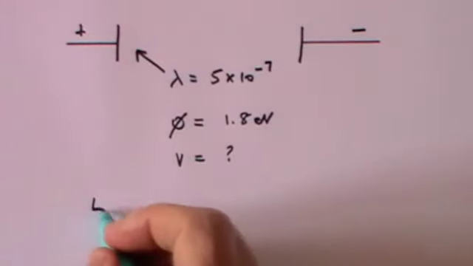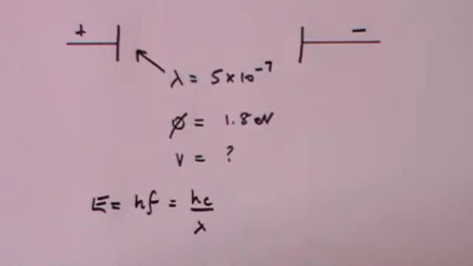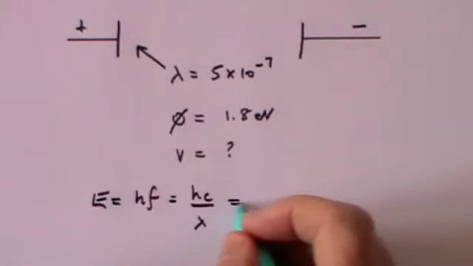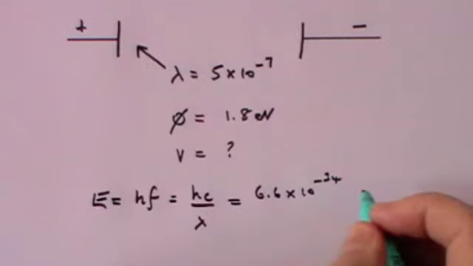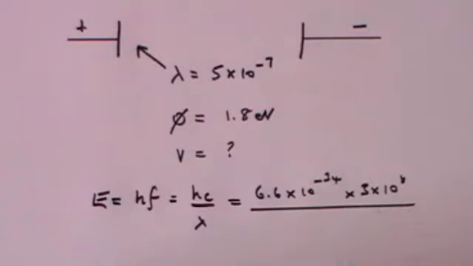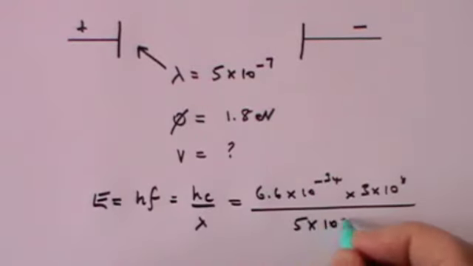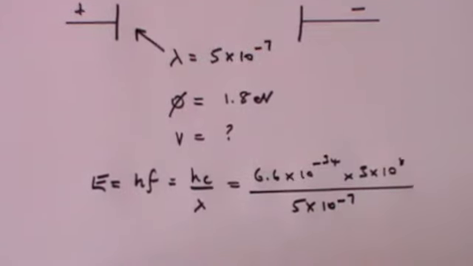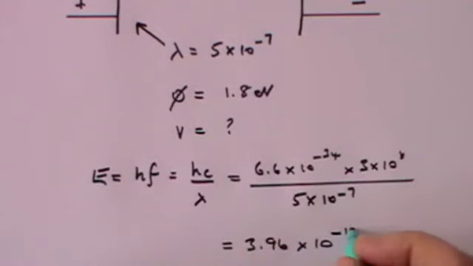The energy of the incident photon is going to be hf, which is hc over lambda, just as we've shown before, and that is equal to 6.6 times 10 to the minus 34, that's h, times c, 3 times 10 to the 8, divided by the wavelength, which was 5 times 10 to the minus 7 meters, and that is going to give you 3.96 times 10 to the minus 19 joules.